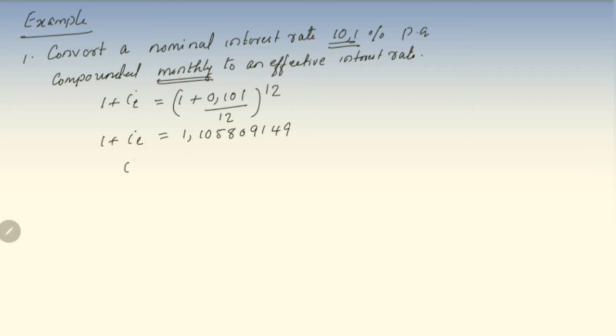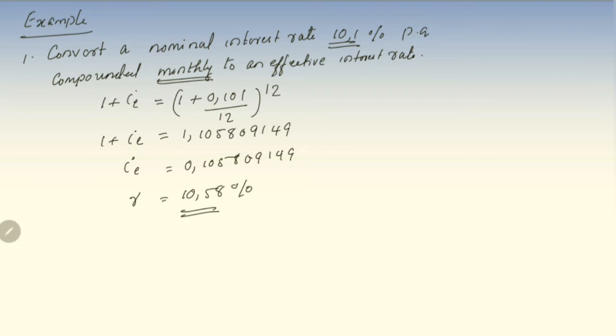So now the effective interest rate ie is equal to... send the one to the other side, it's going to be subtracted, then you will get 0,1058 09149. Therefore the rate is equal to, because i is r over 100, isn't it? Rate is equal to, multiply this one with 100. So the answer is 10,58%. This is the answer. The effective one is bigger than the nominal interest rate.